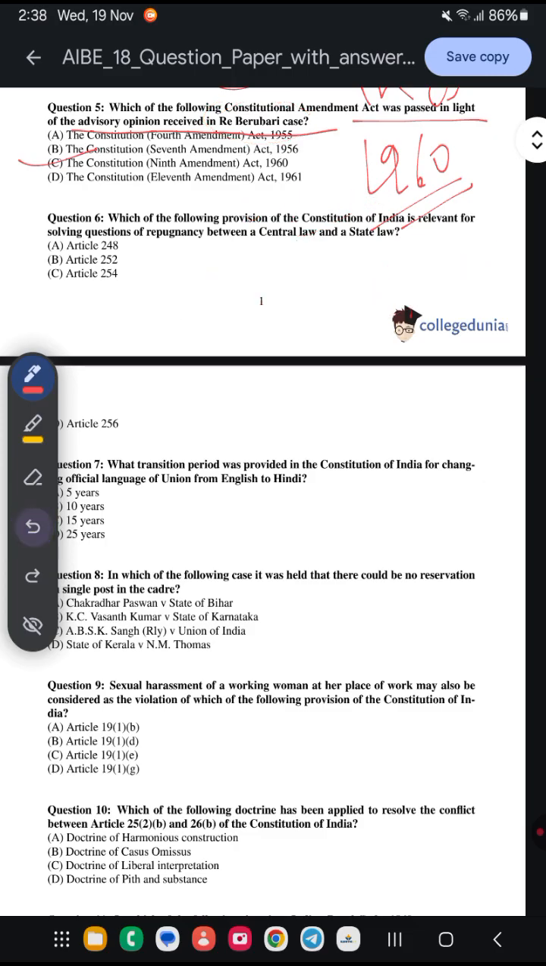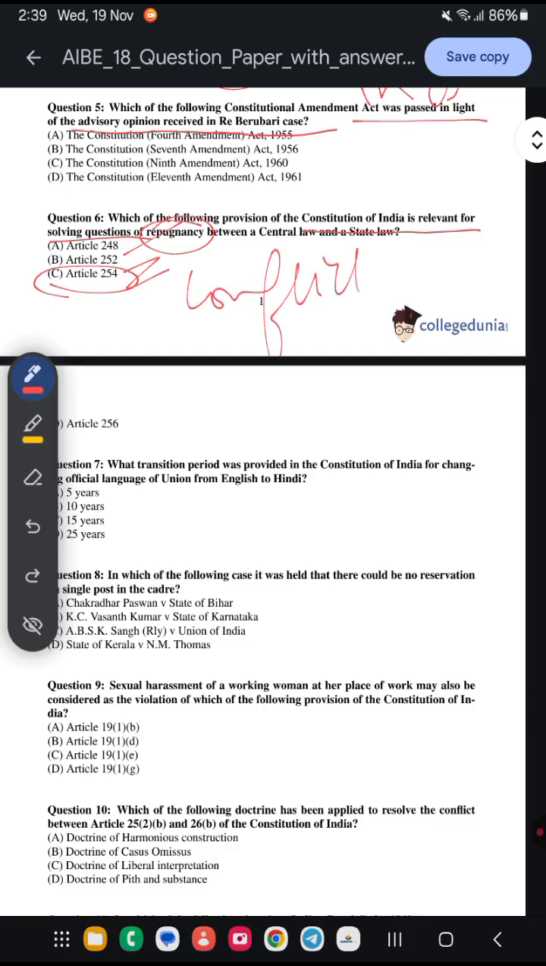So the next question is question number 6. Which of the following provisions of the Constitution of India is relevant for solving the question of repugnancy between the center and the state law? So this is the direct question. You can check each and every article, and the right answer is C. So in case of any conflict between center and the states, this article tells that the center law will be prevailing over the state laws.